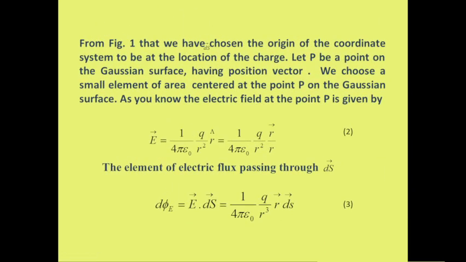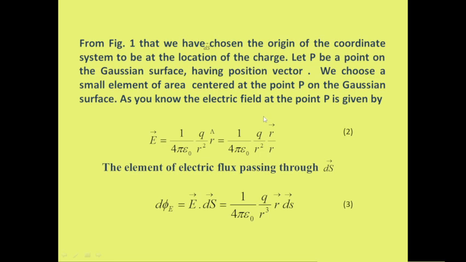From figure 1 we have chosen the origin of the coordinate system to be at the location of the point charge, and P is a point on the Gaussian surface having the position vector r. We choose a small element of area, as I said, centered at point P, that is denoted by ds.